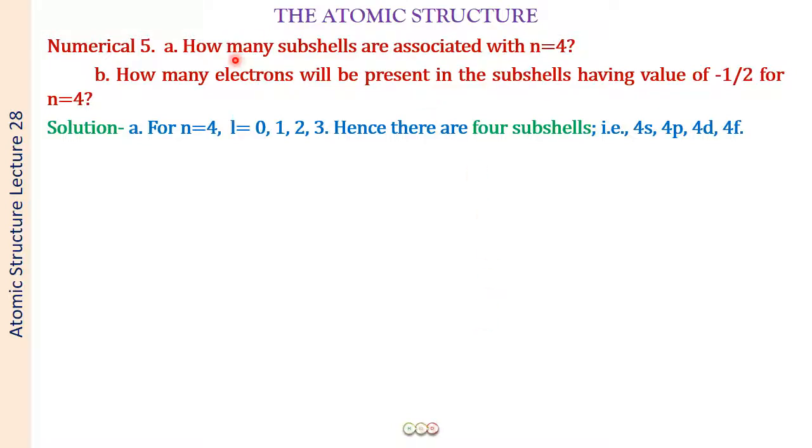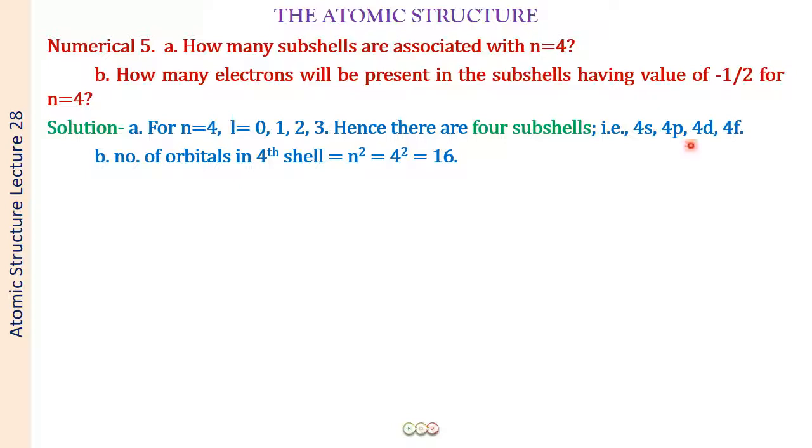So for telling the subshells associated with n equal to 4, when n is 4, the possible values of l are going to be 0 to n minus 1. So these are going to be 0, 1, 2 and 3. Therefore, we have 4 subshells for n=4, that is 4s, 4p, 4d and 4f, right? Now coming to the second part.